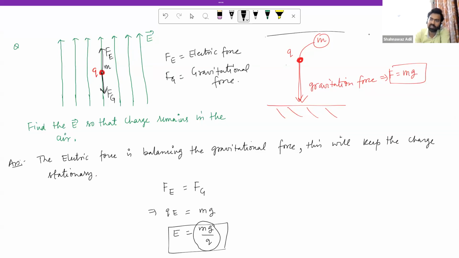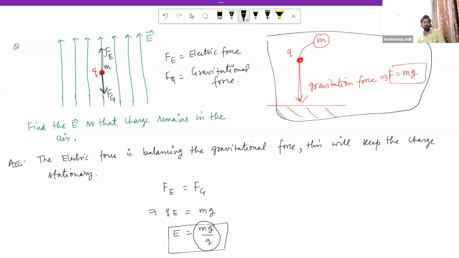If we don't have any electric field, it will drop down. If you put some pen in the air and then you remove your hand, it will drop down due to gravitational acceleration. But this charge is stationary. It is not dropping down because you have this electric field which is in the upward direction.